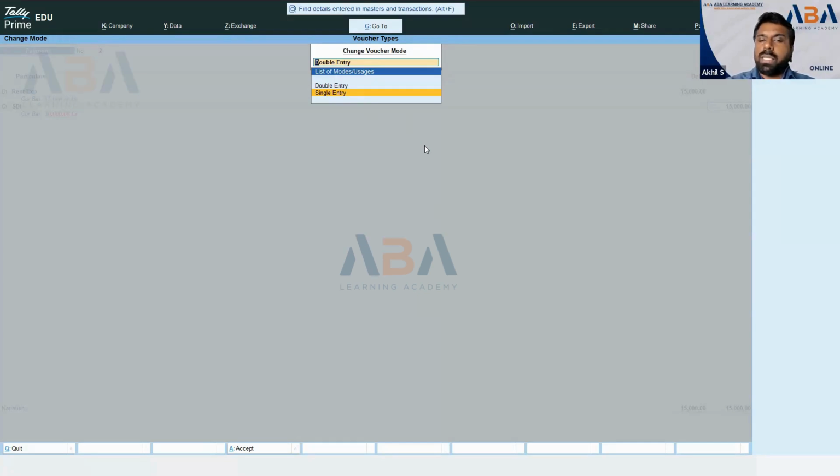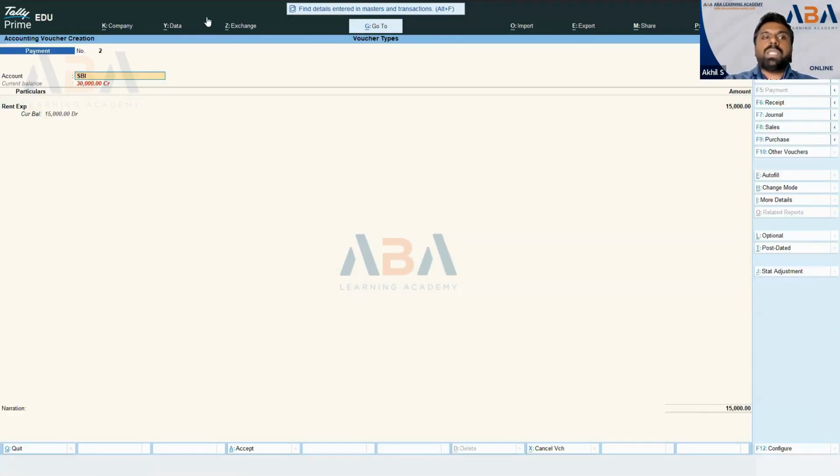Here I am selecting single entry, and you can see account and particulars showing here. Account means from which account you are making the payment, so here it is SBI. Particulars means for what kind of expense, so what kind of payment you are making. Since it is rent that we are making, we have to select rent expense. If you are making payment to a supplier or any other liability, we have to select that particular ledger.